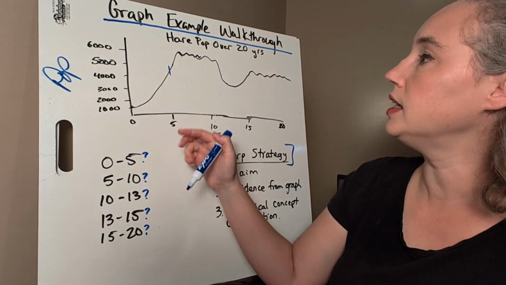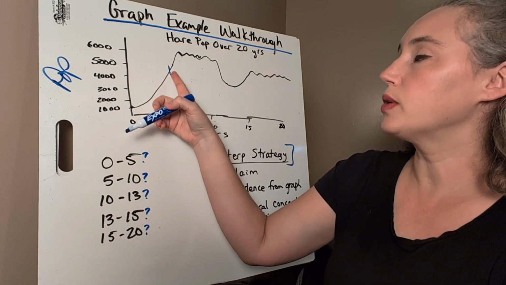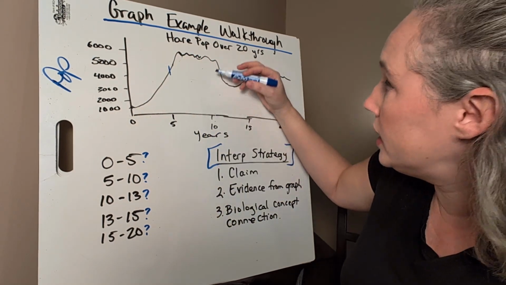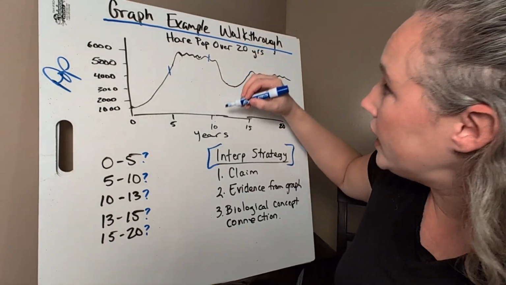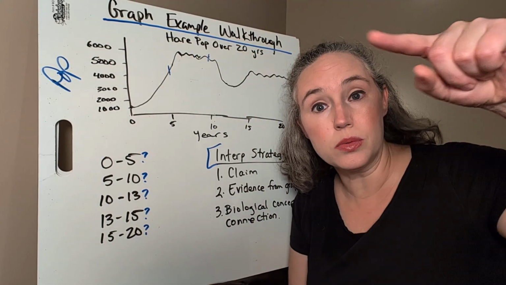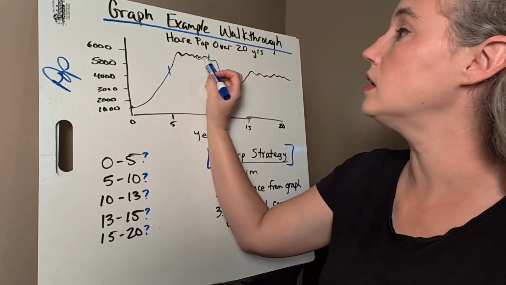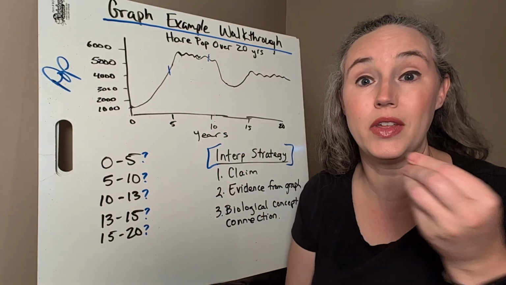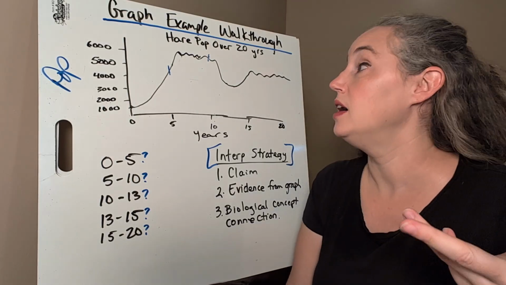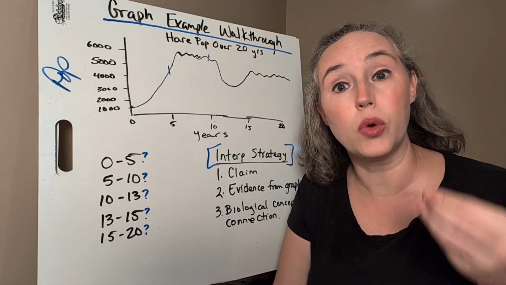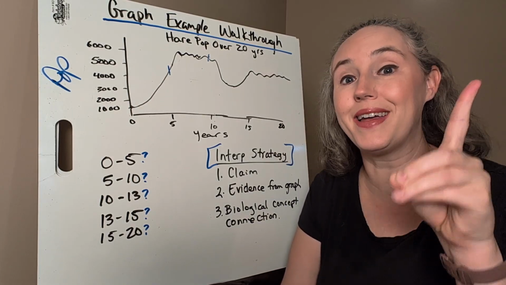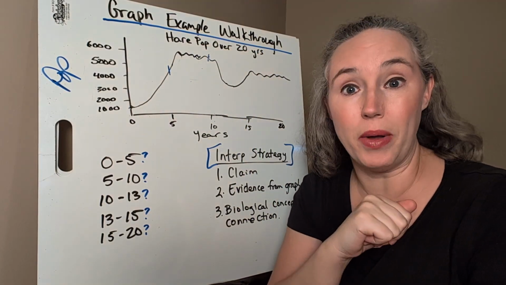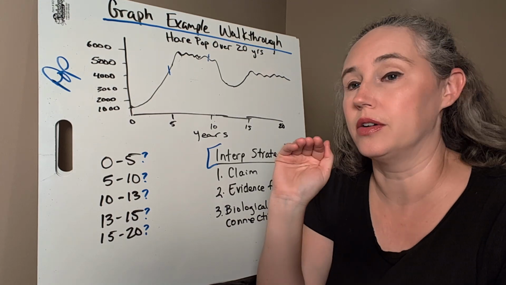Then from 5 to 10, the growth rate slows, and it oscillates or wiggles back and forth around the 6,000 mark. This could give us an indication that at this point in the hare habitat, 6,000 is the carrying capacity. So we can make that claim. Why? Because the population evens out and births and deaths are about equal at that point in the graph.